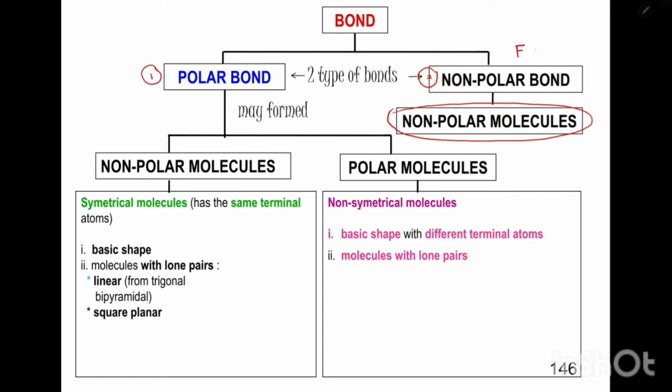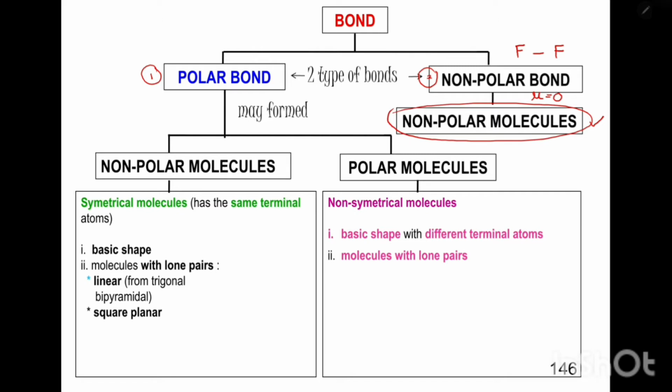For example, if we have fluorine gas, we have two fluorine atoms here. The electron is shared between two fluorine atoms. These two atoms are the same element and have the same electronegativity. So the electron shared between these two fluorine atoms is distributed evenly. Therefore, the dipole moment, the mu, is equal to 0, or there is no net dipole moment, therefore it is a non-polar molecule.